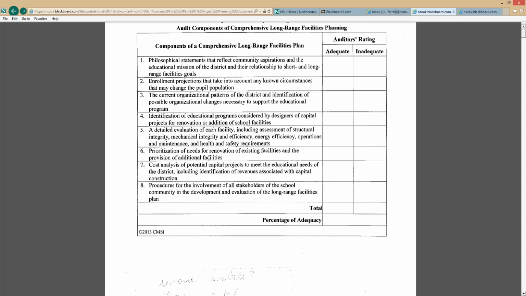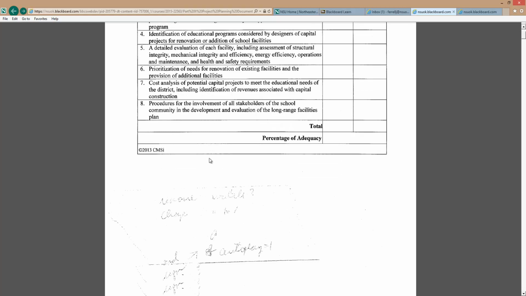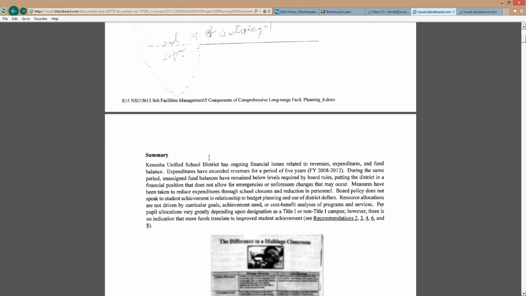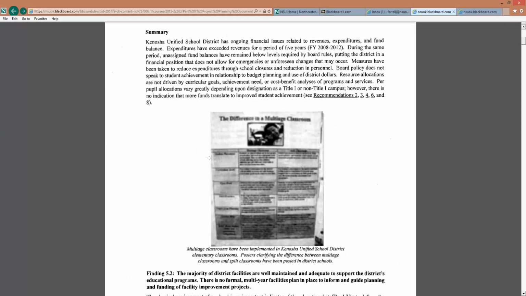and so we're talking about bond issues here. And then finally, number 8, procedures for the involvement of all stakeholders of the school community in the development and evaluation of long-range facilities plans. So what do we mean then by each of these? The rest of this document shows you some examples of districts where I worked and how we did their facilities.